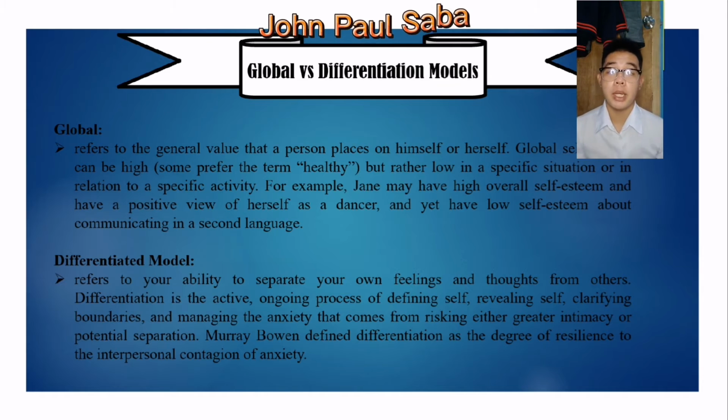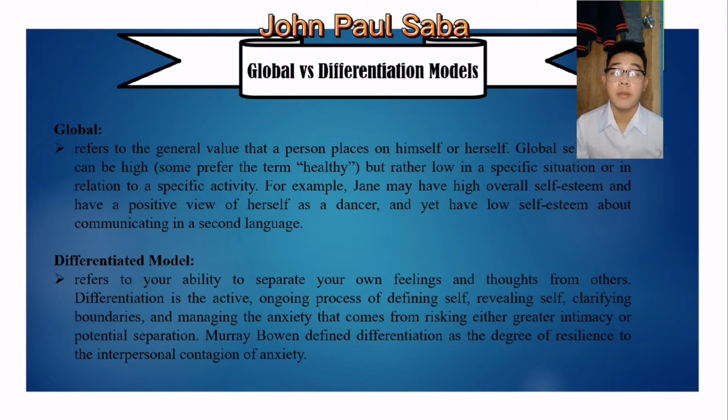Good day everyone, I'm John Paul Saba and today I'm going to discuss my topic, global and differentiated models. First, global self. As Justin Casahoras explained, global self refers to the general value that a person bases on themselves. This topic focuses on yourself, on the value and the worth of a person. For example, you want to be a good dancer, so you work hard, practice more, and focus on self improvement so that you can become a good dancer. That's global self.